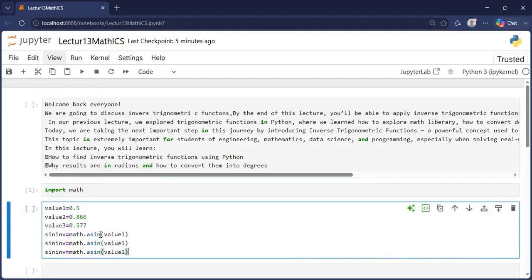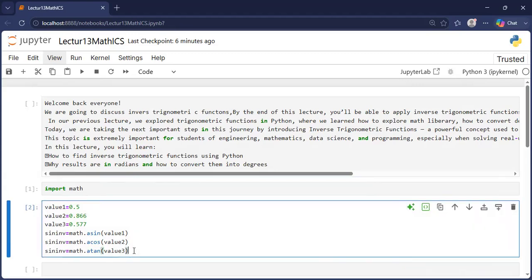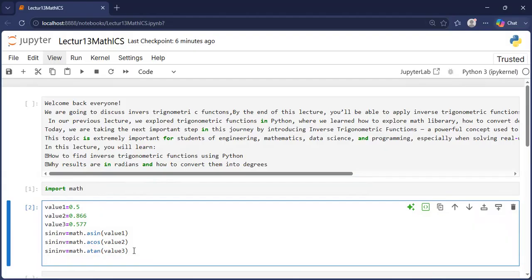The first one is, for example, sine. Then the second one is, for example, cos, so I'll write acos and I have value2. Similarly, this third one is, for example, tangent. So atan means inverse of tangent, and this is the third value. If I run the code, it's running, so that means there's no error here. Now let's print each of the values.